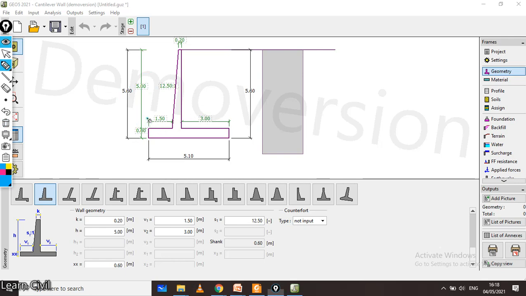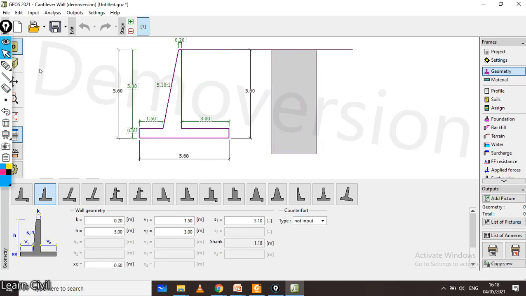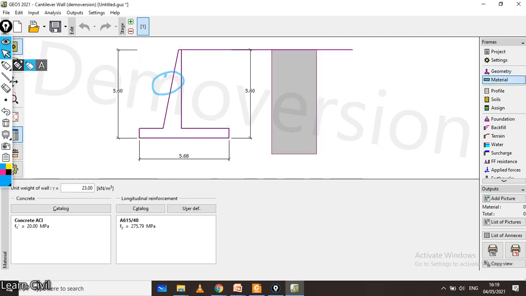Okay, let us consider the width. This width is 1.5 meter, and the width on the heel portion is 3 meter. Now let us provide the slope for this inclined surface of the retaining wall. Let us consider the slope is 5.1 is to 1, which I have provided here. So like this we have provided the dimensioning here. Next we have to go to this material. Materials.